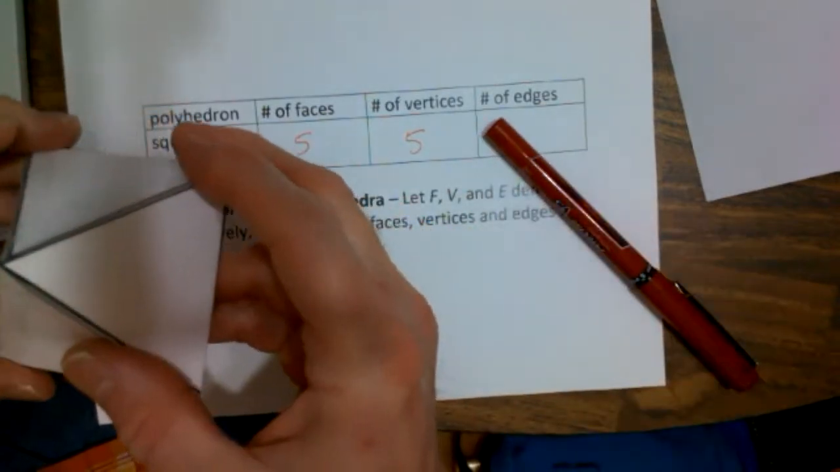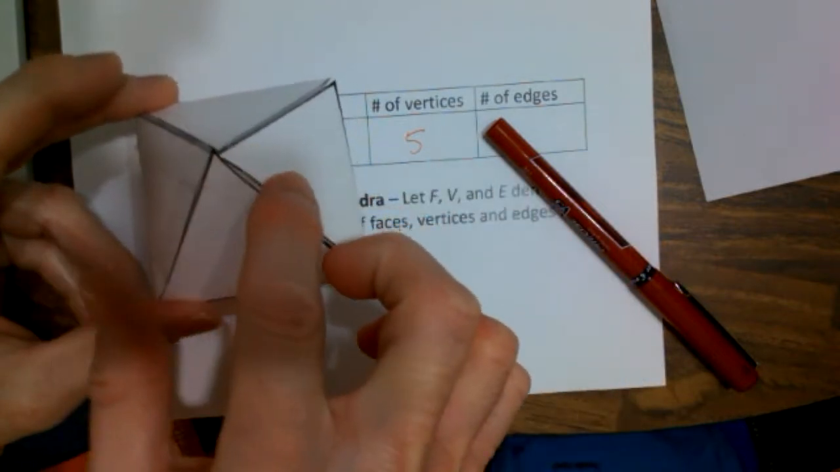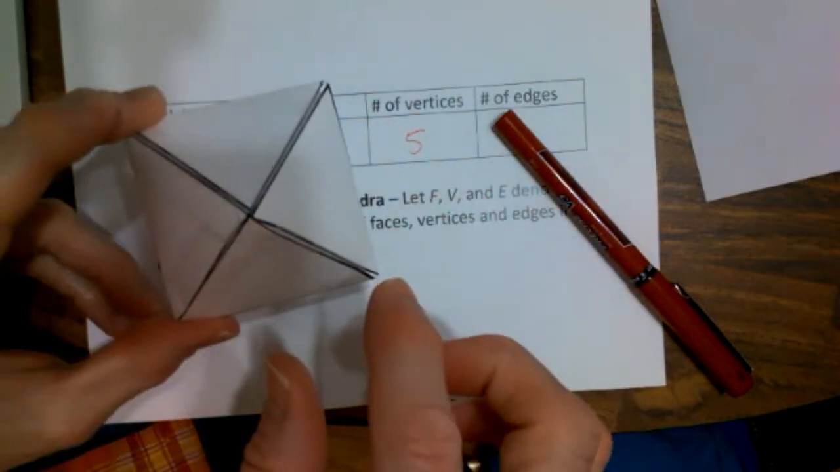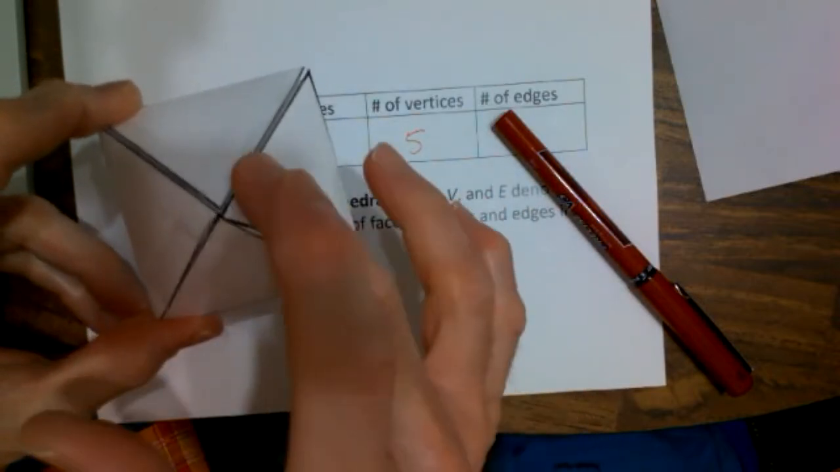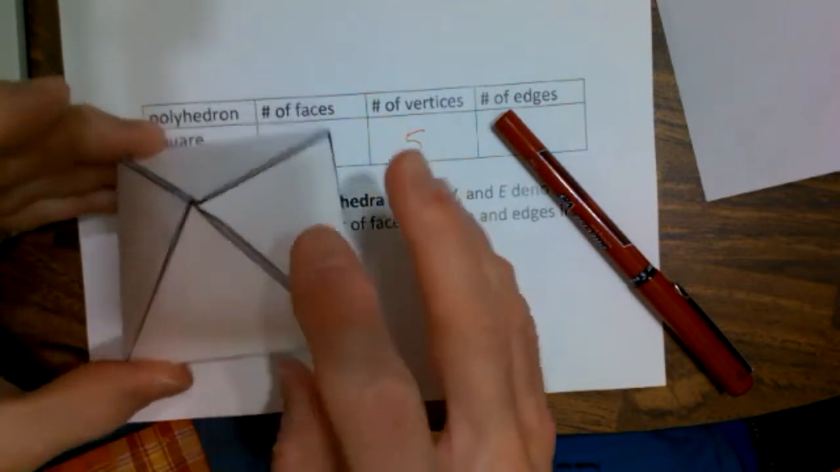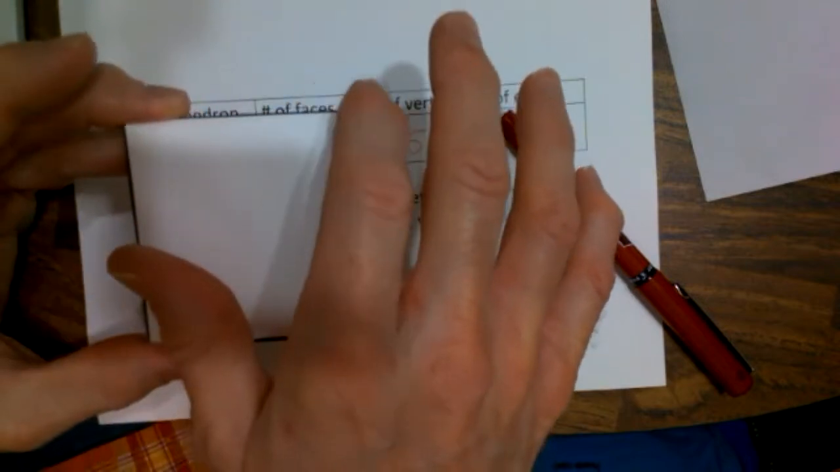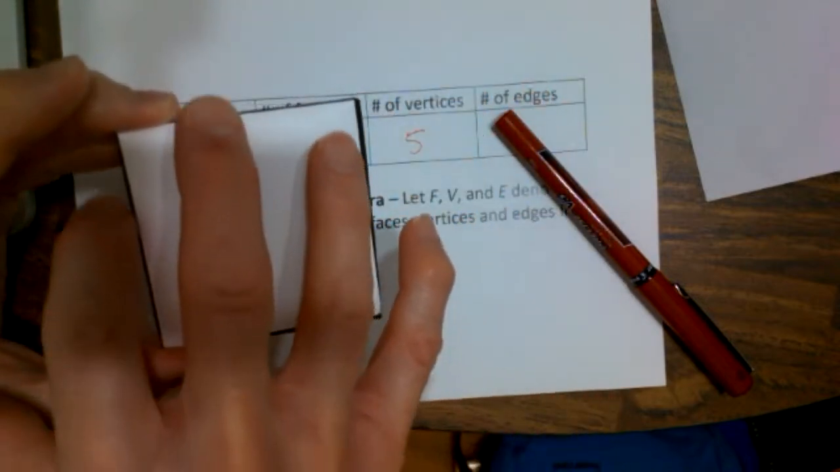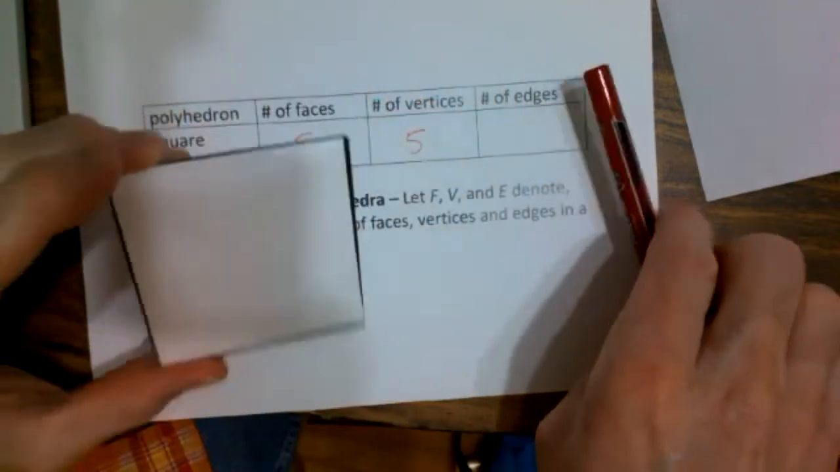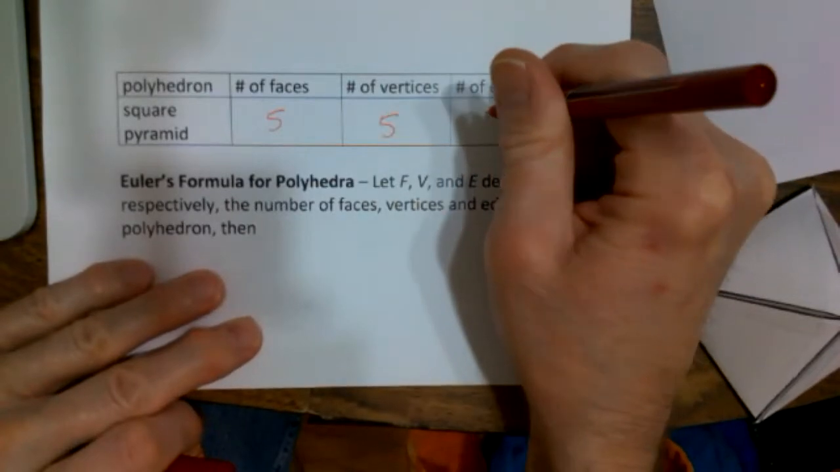Finally, the number of edges, a little bit harder to count sometimes, but the edges are the line segments where the polygons meet. As you can see, if I look down from the vertex, there's 1, 2, 3, 4 edges there. And then turning it over and looking at the base, the rectangle, the 4 sides of the rectangle make 4 additional edges. So that's 1, 2, 3, 4, 5, 6, 7, 8 edges. 5 faces, 5 vertices, 8 edges.